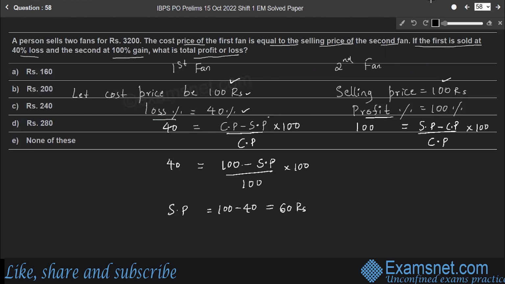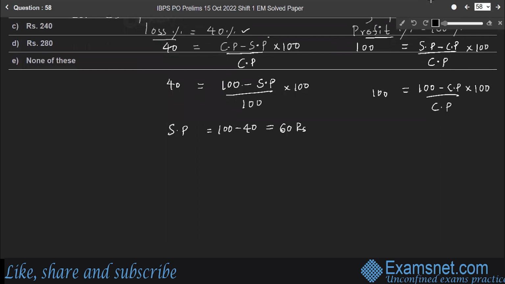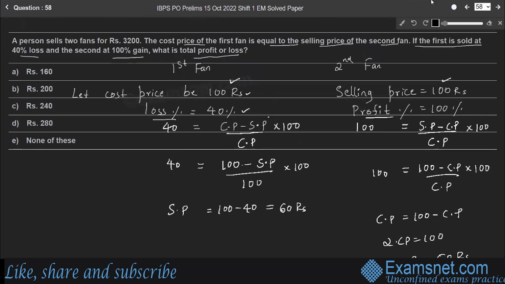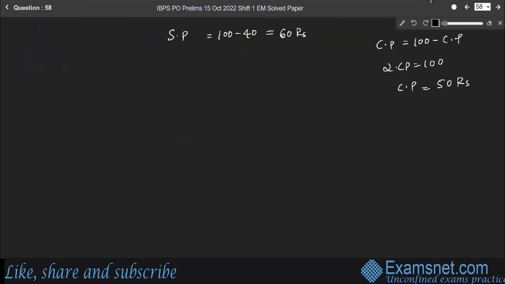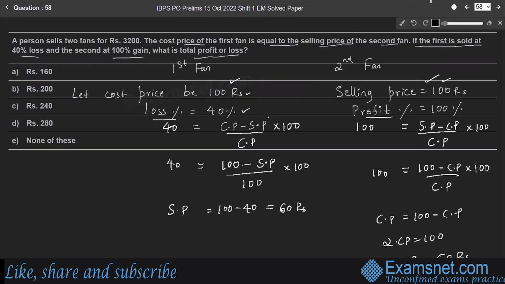Here the profit percentage is 100. Therefore, the selling price is 100, so 100 minus cost price over the cost price, into 100. We can write it and the 100 and 100 will get cancelled. Cost price is equal to 100 minus cost price. Therefore, 2 times the cost price is 100. Therefore, the cost price is 50 rupees. So if the selling price is 100 rupees, the cost price is 50 rupees. Therefore, there is a profit of 100%.